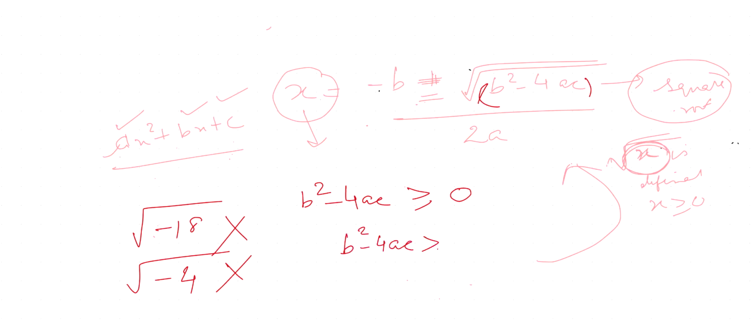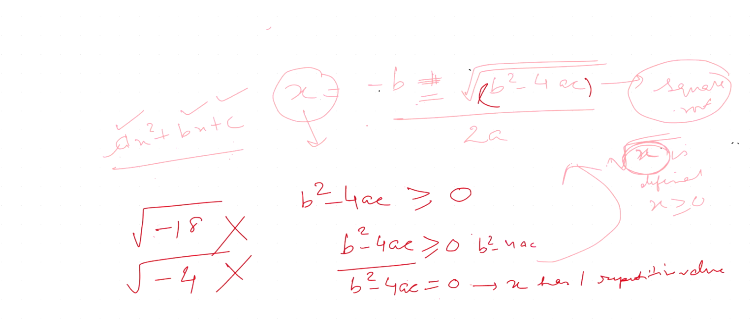So the moment I say b square minus 4ac is greater than or equal to 0, what does that indicate? It indicates that if this condition holds true, you will end up getting a real value for x. And further, if b square minus 4ac is equal to 0, x has only one repetitive value. If b square minus 4ac is more than 0, x has two real values.